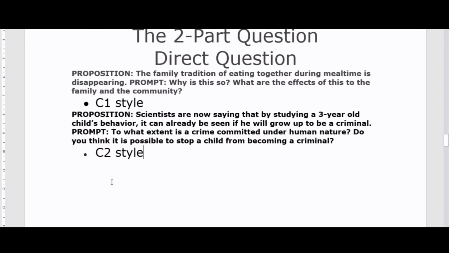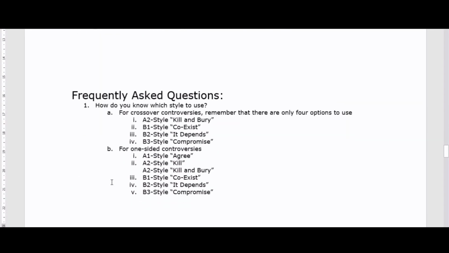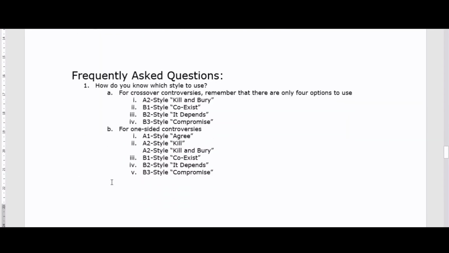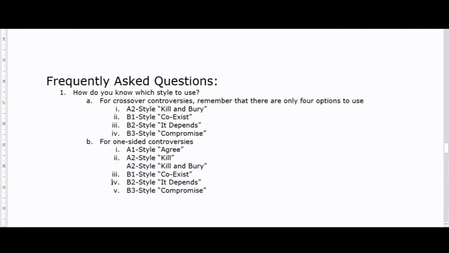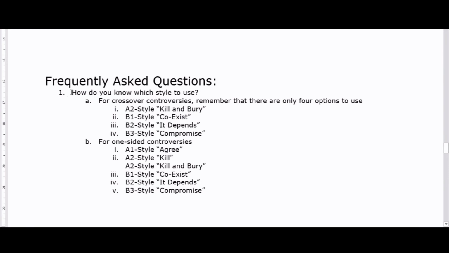And so that being said, going back to video number 14, talking about the frequently asked questions. So this is really like a template. The question was, how do you know which style to use? So for crossover controversies, it really is either the A2 style, kill and bury, or the B1 style, the coexist, the B2 style, it depends, and the B3 style, compromise. So this applies even if the question is a two-part question.